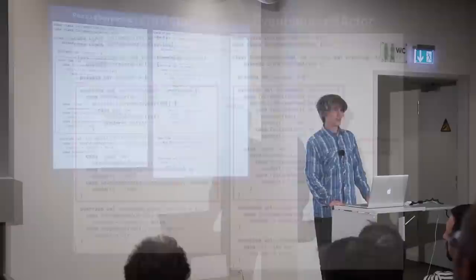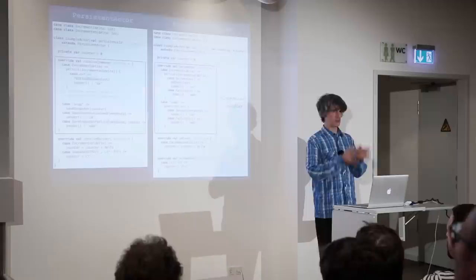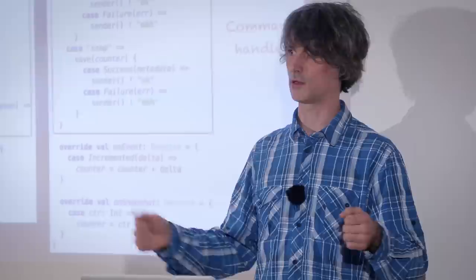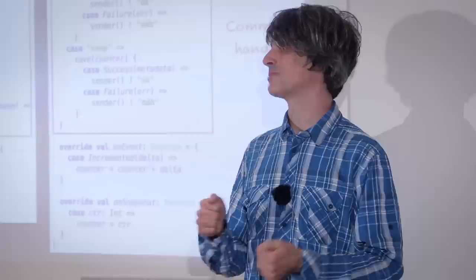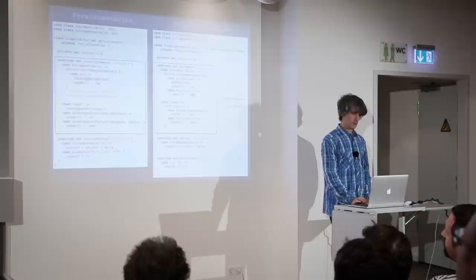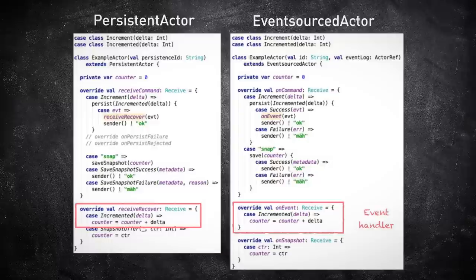In the command handler, you can also save snapshots of internal state. Snapshots are not required for event sourcing, but are an important optimization to reduce recovery times. For example, when you have millions of events that make up the internal state of an event sourced or persistent actor, it might take a pretty long time to replay these events. And you can reduce this time by taking snapshots. In Akka Persistence, you call a saveSnapshot method to save snapshots. In Eventuate, it's just called save.